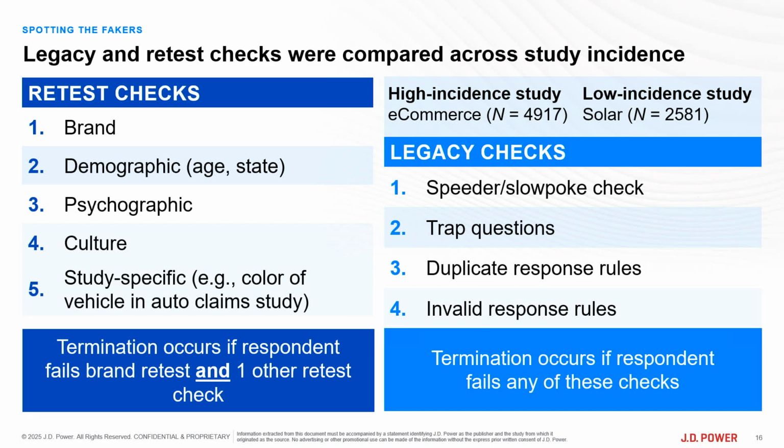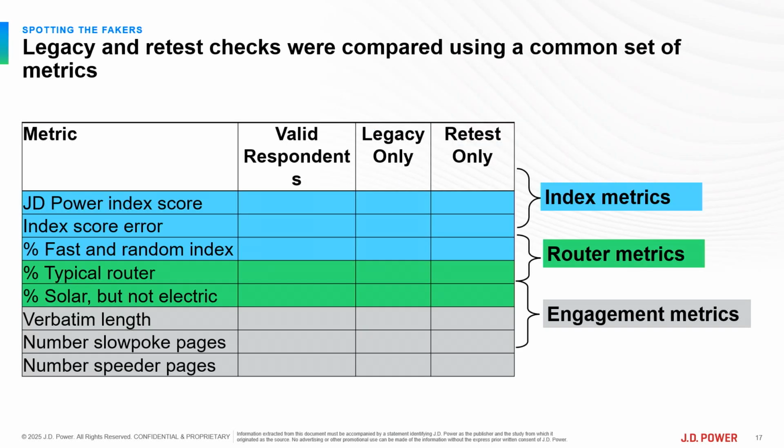Okay, so Jay has set up that we have two forms of quality checks that we want to compare. And in order to do that, we need a common set of metrics. And so we landed on basically 3 categories of metrics that I'll go through in turn.